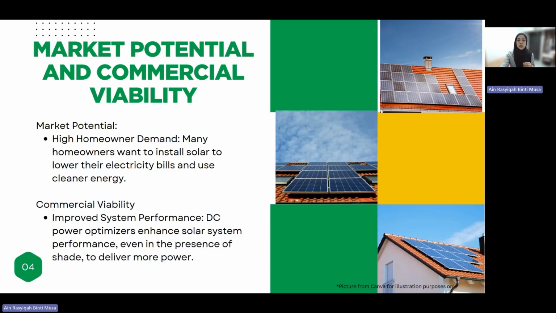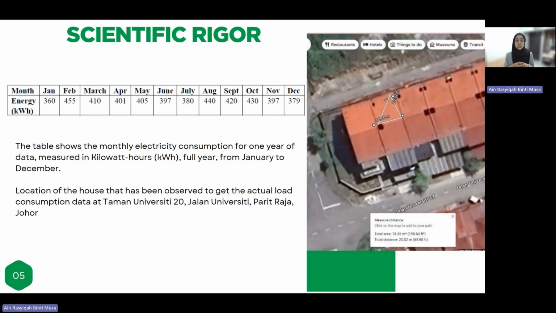And then the scientific rigor. As you can see, that is the location that has been observed for this project, to get the actual load consumption data at Taman Universiti, Universiti Malaysia. Here is the table showing the monthly electricity consumption for one year, measured in kilowatt hours, for the whole year from January to December. So we choose the actual load for our research, or our project.